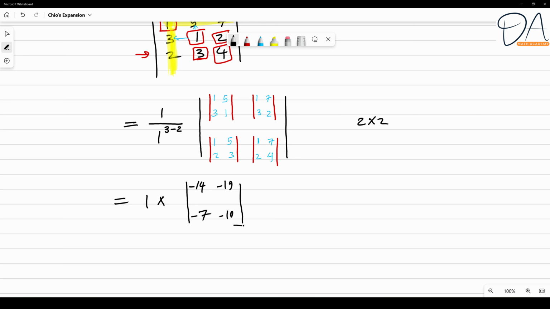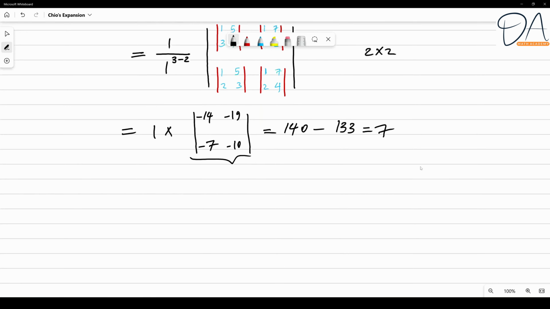So we have this 2 by 2. Now this is easy to expand. Minus 14 times minus 10, that give you 140. Minus 7 times minus 19, that give you 133. So this give you 7. Okay, so that was the general process.